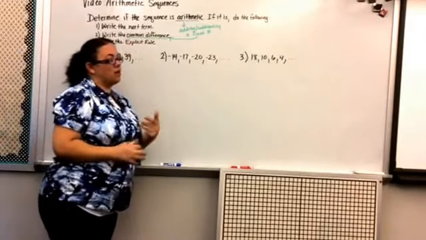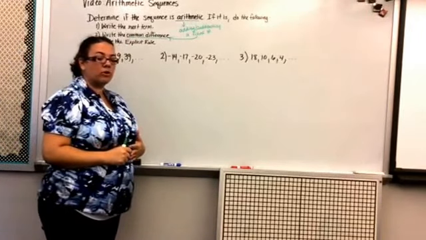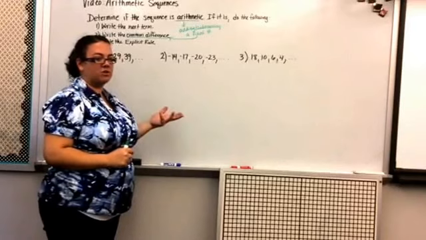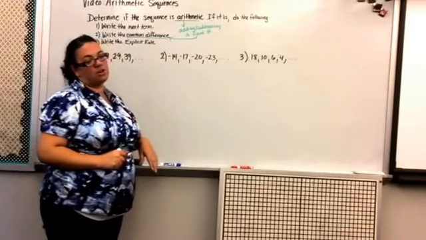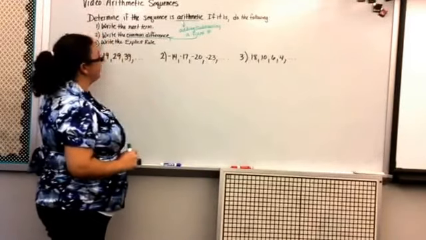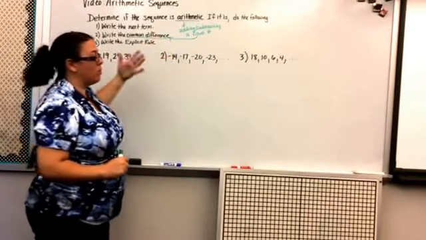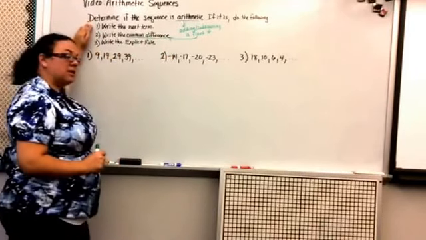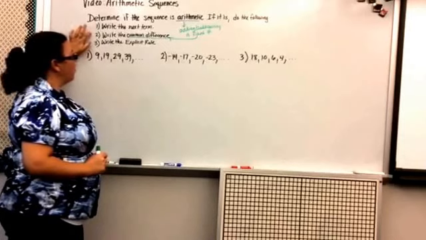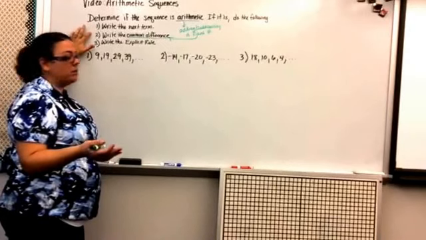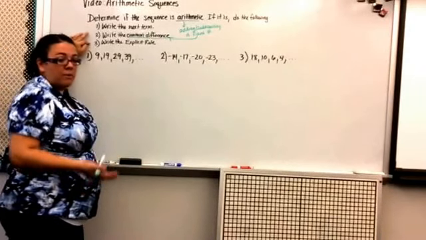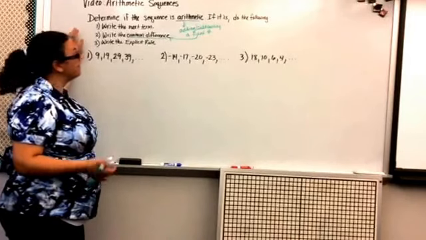If it's doing something other than adding or subtracting the same number over and over again, then it's not arithmetic and I don't have to go any farther. So first I have to determine if it's arithmetic, because then I can do these next steps. Some of those next steps I won't be able to do. I might be able to do the next term if it's not arithmetic, but I won't be able to find a common difference because there won't be one. I won't be able to write an explicit rule because the only one we have right now is arithmetic.